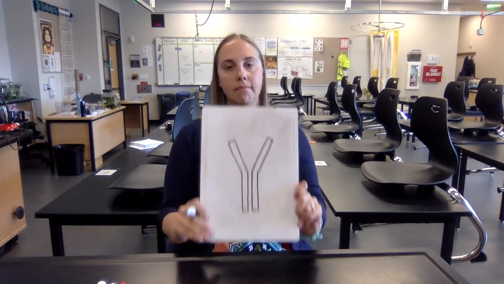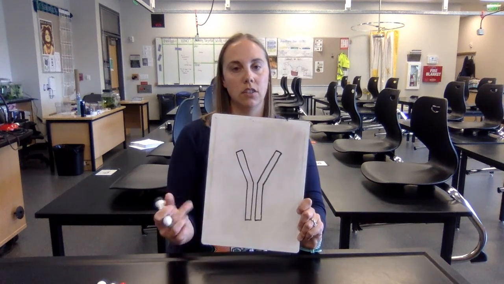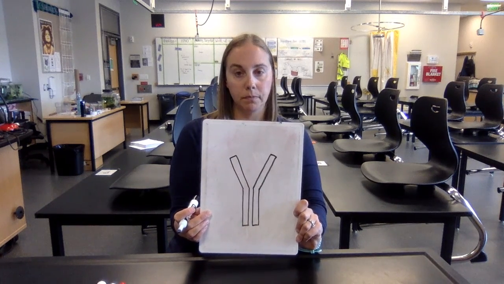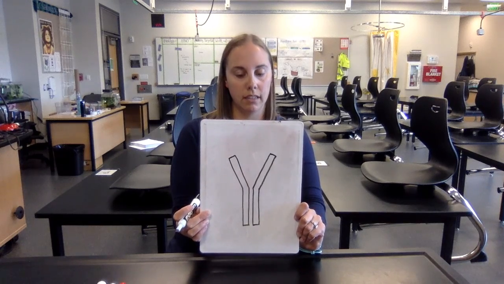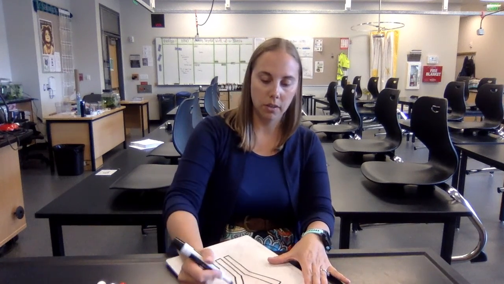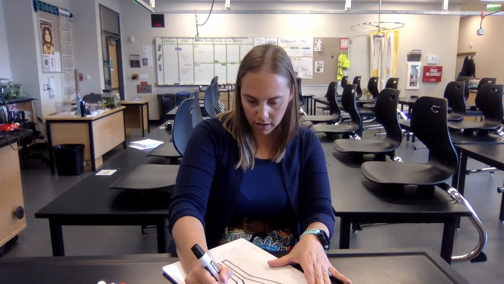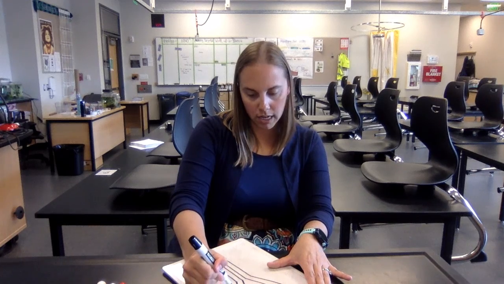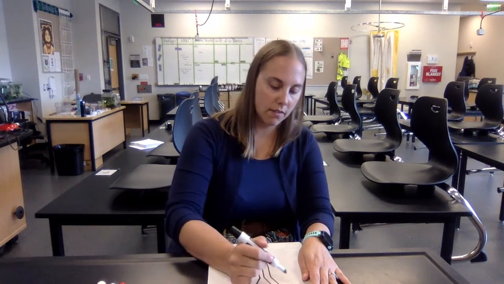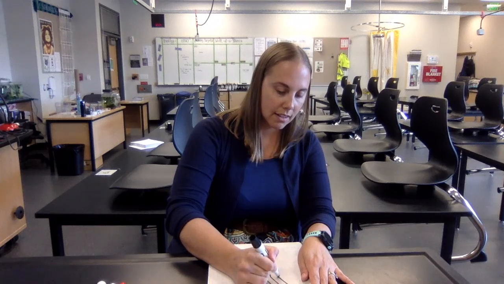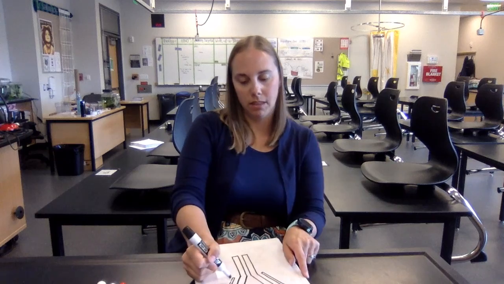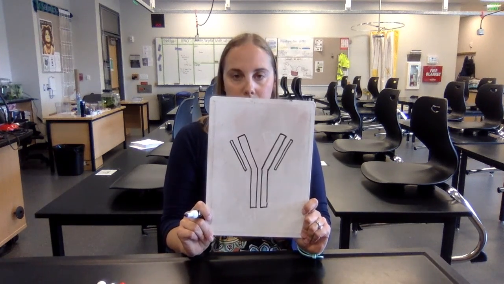But it looks like this. So this is showing my two heavy chains of my antibody. There's also two light chains. So I'm going to draw the light chains. They're on the outside. And I am drawing them thinner just to kind of give you the idea that one is a light chain and one is a heavy chain, but they're not actually thinner and thicker. So that's my basic structure.